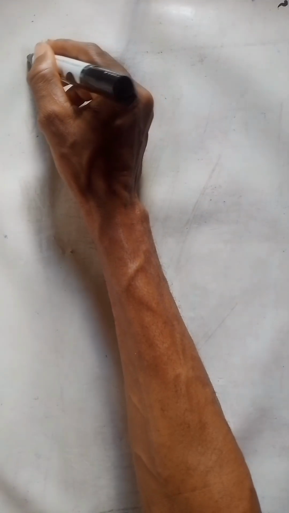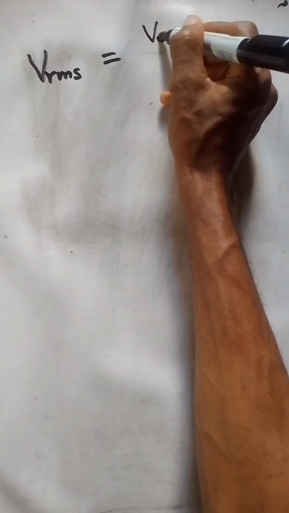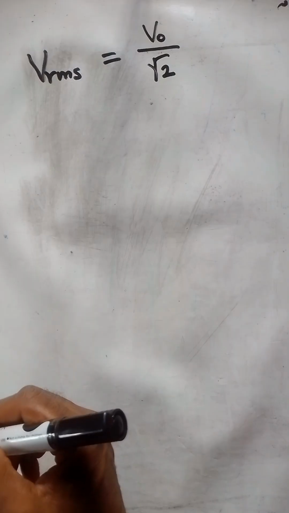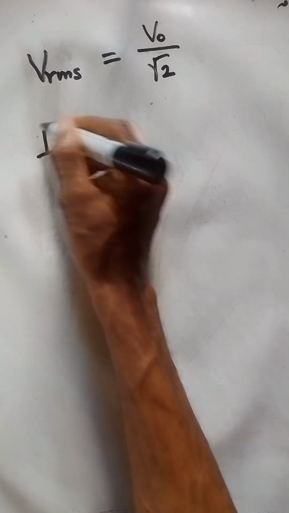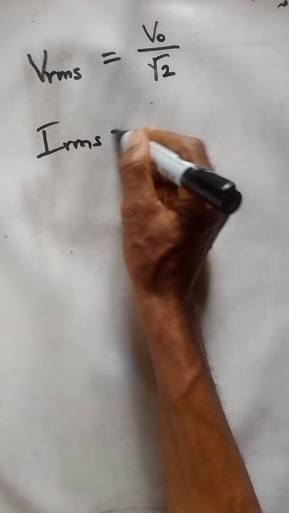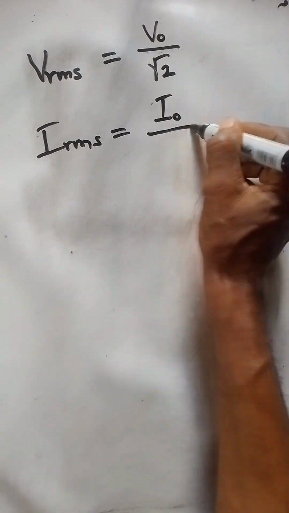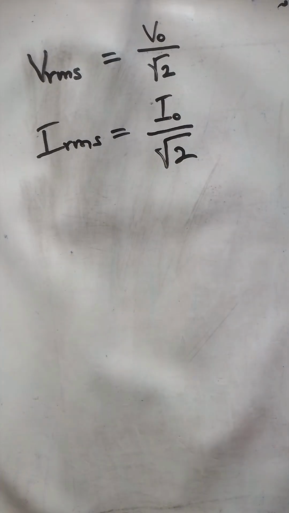Also note that our root mean square voltage is equal to our peak voltage divided by the square root of 2. While our root mean square current is also the peak current divided by the square root of 2.